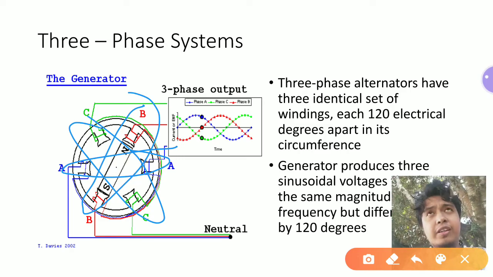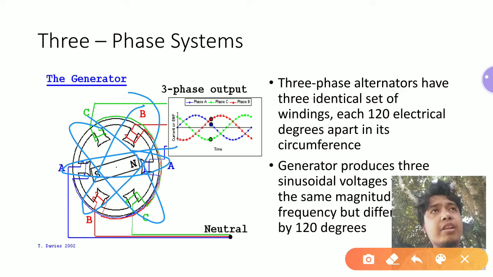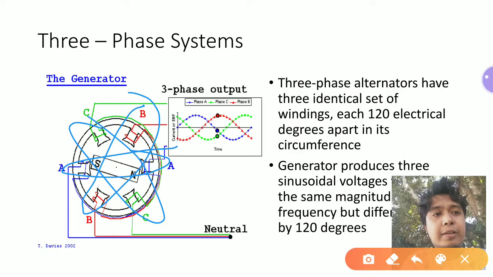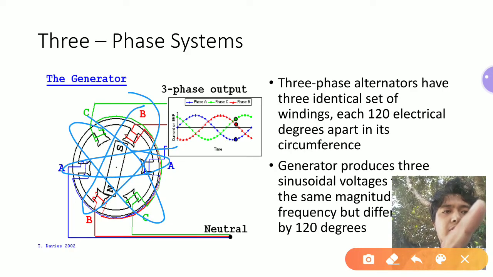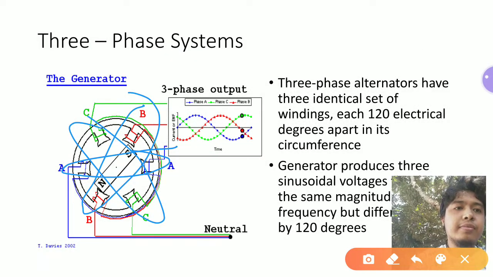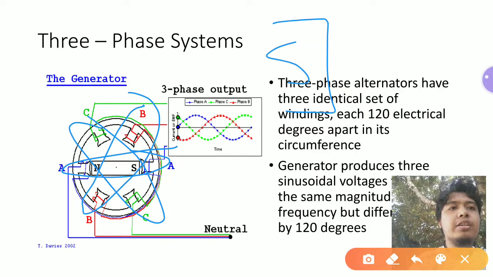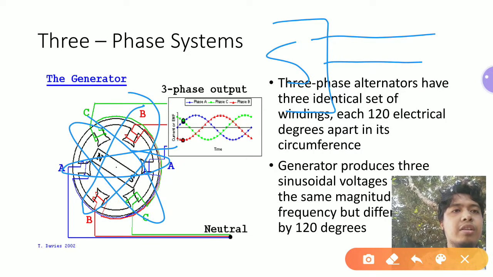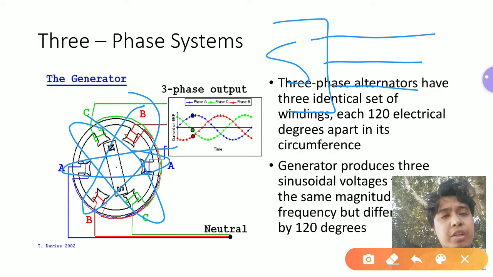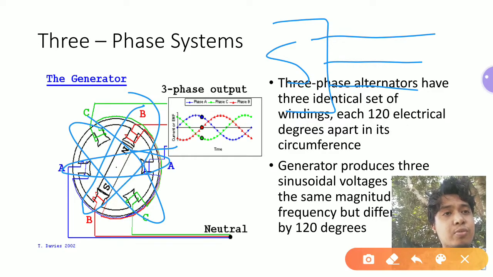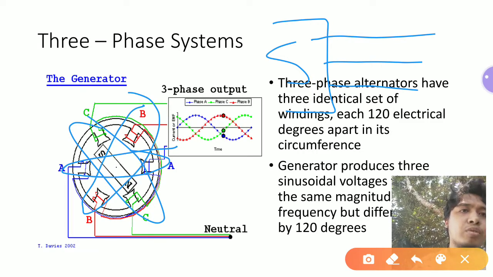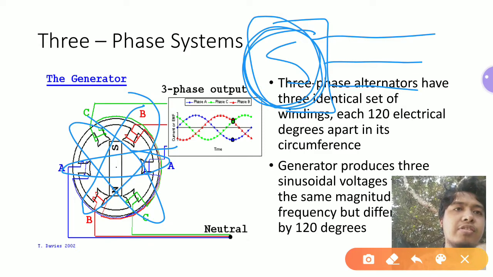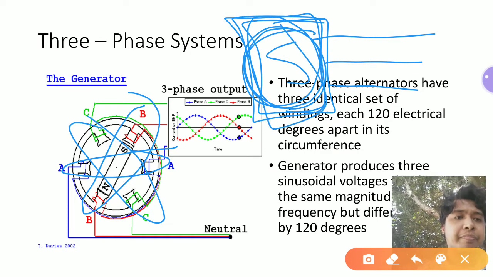the separation between the coils will produce a difference of 120 electrical degrees between the different phases. Since you have three sets of coils, if this is your source, right here, you have three lines that represent the terminals of each phase. One for phase A, one for phase B, one for phase C. Now, how does it look within this box?